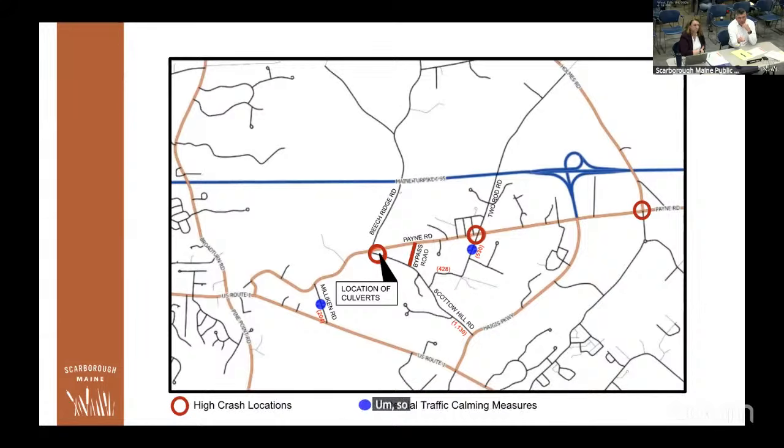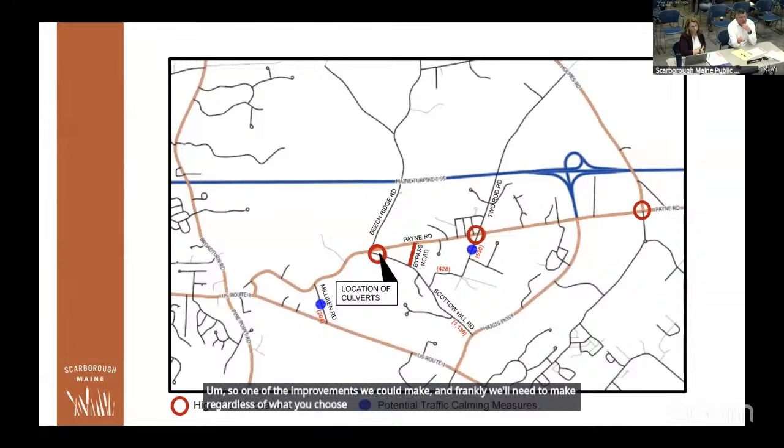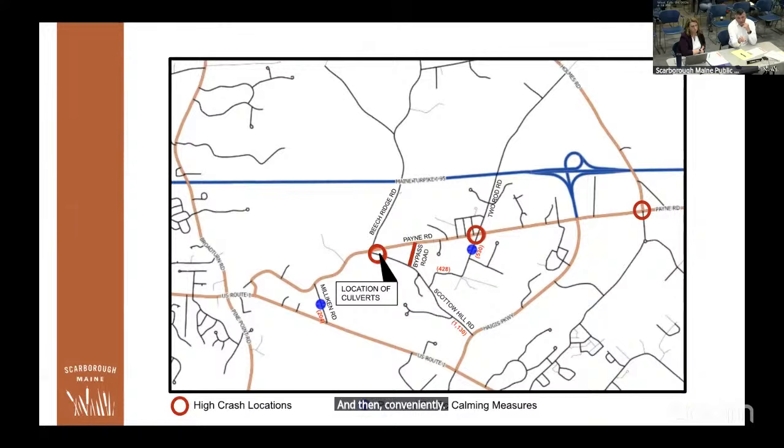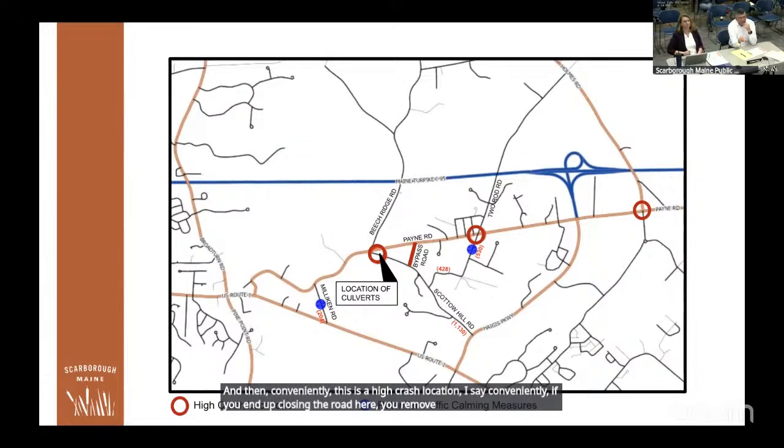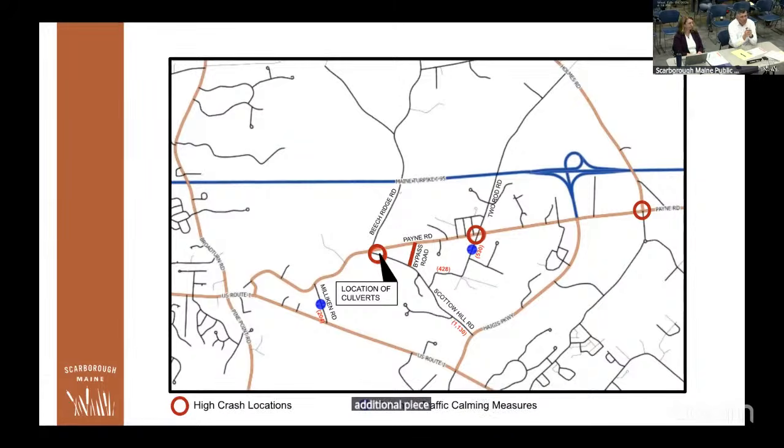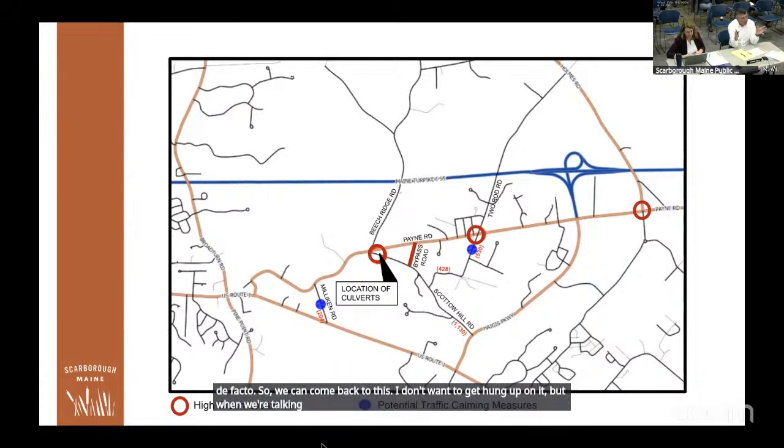So one of the improvements we could make, and frankly will need to make, regardless of what you choose to do with Scotty Hill, is improvements to this intersection and probably some section of Payne Road, just to manage the speeds. And then conveniently, this is a high crash location. I say conveniently, if you end up closing the road here, you remove one additional piece that comes into a dangerous intersection. Frankly, you kind of solve the traffic de facto. So we can come back to this. I don't want to get hung up on it, but when we're talking about other mitigation, it's these kinds of things you could bolt on to this project.